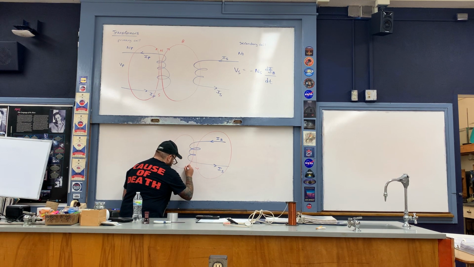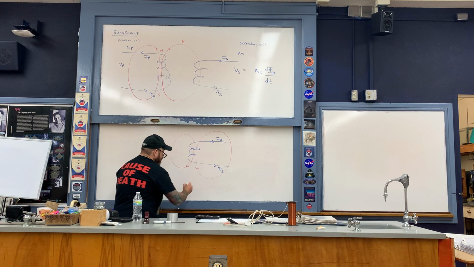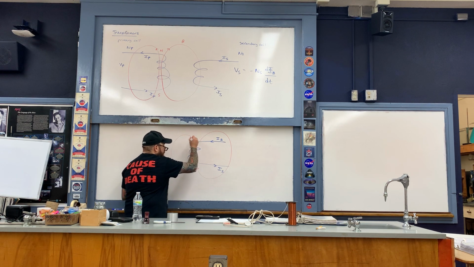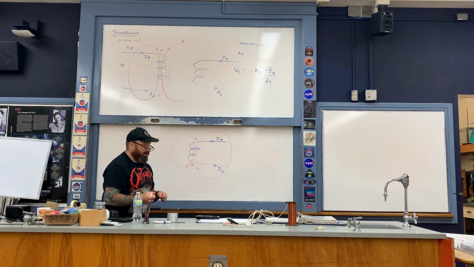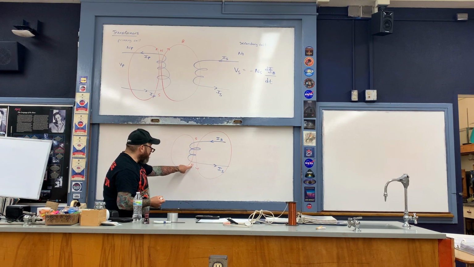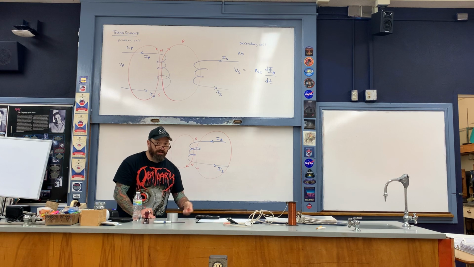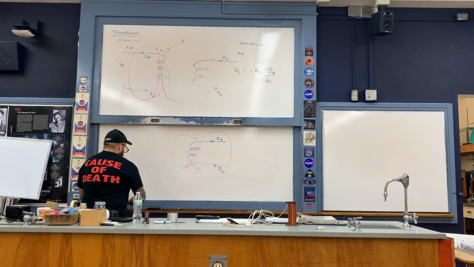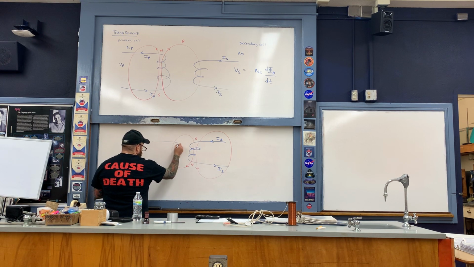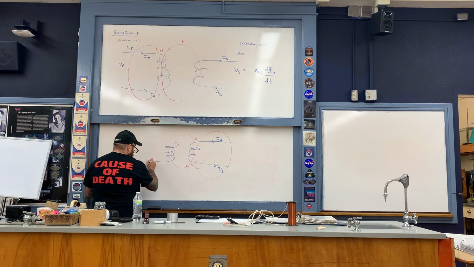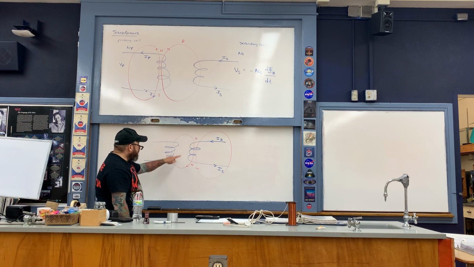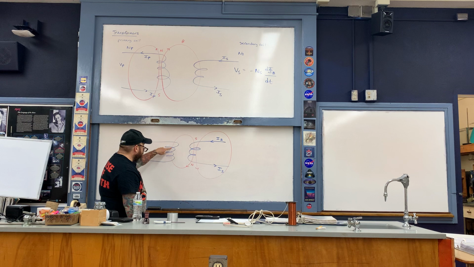Let me clean this up a little bit. Like so, where right here is a north magnetic pole and right here is a south magnetic pole. As I said earlier, this north magnetic pole is pushing up against that north magnetic pole in my ring demonstration. Okay, now, right here is the primary, like so.